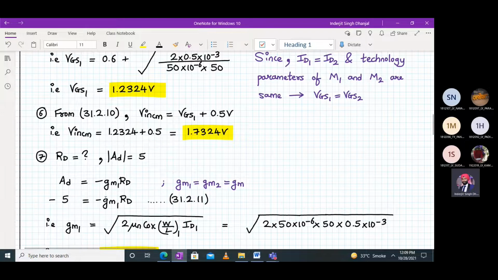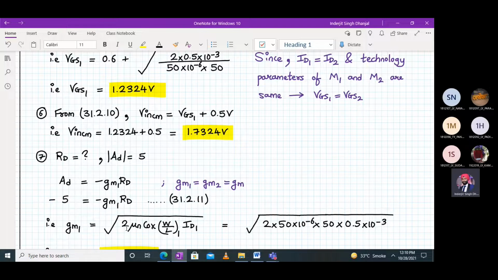We have to find the value of RD. So to find the value of RD, we have to find the value of GM1. And GM1 is given by the formula: square root of twice mu n Cox W by L of 1 into ID1. Right? So ID1 value is 0.5 milli, W by L ratio is 50, and mu n Cox is 50 micro. So please let me know the value of GM1. GM1, GM2, both are same, but please let me know this value.